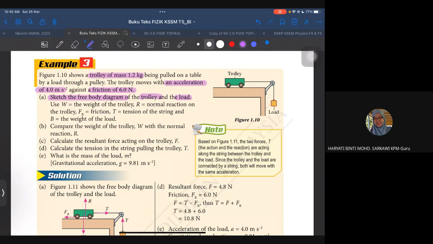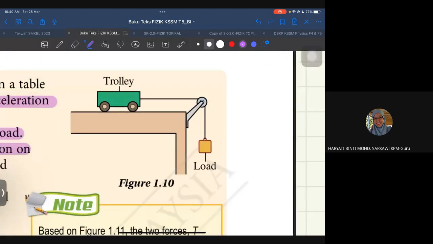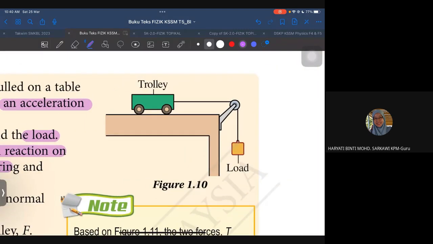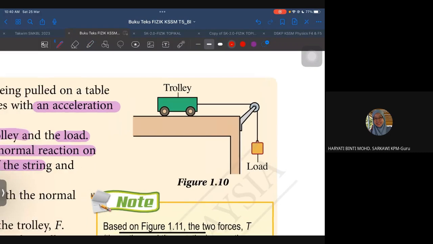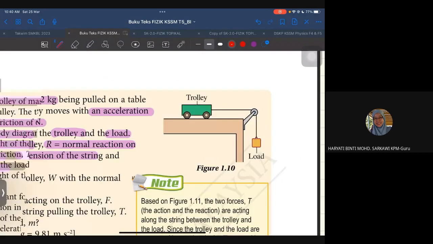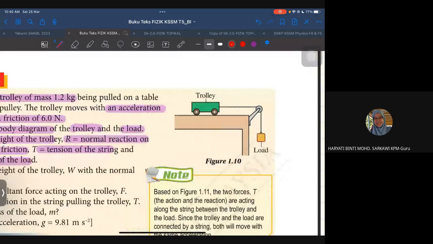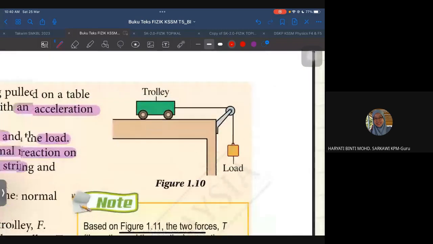When we say free body diagram, it means that you need to label the forces. They guide you with these: weight of the trolley, normal reaction on the trolley, friction, tension of the string, and weight of the load. How to label? Maybe look at it like that. Or they use B.